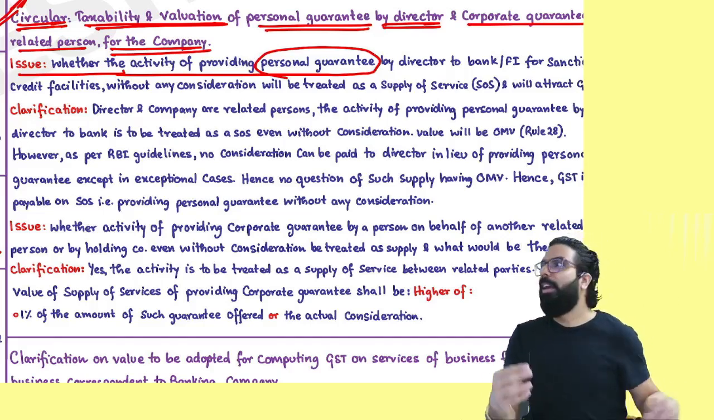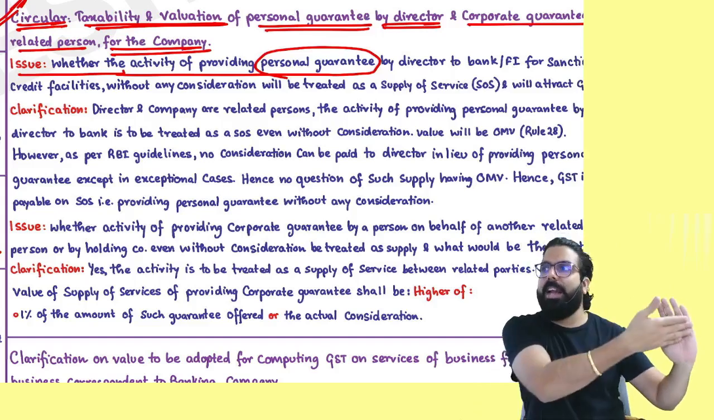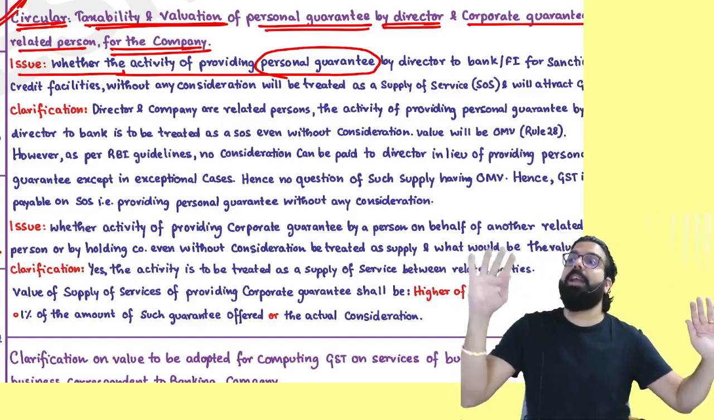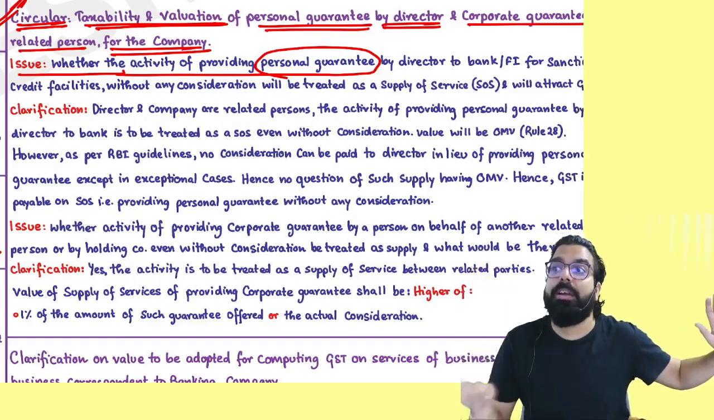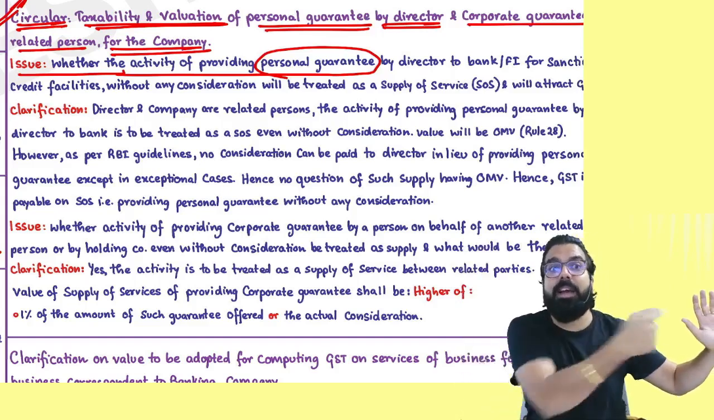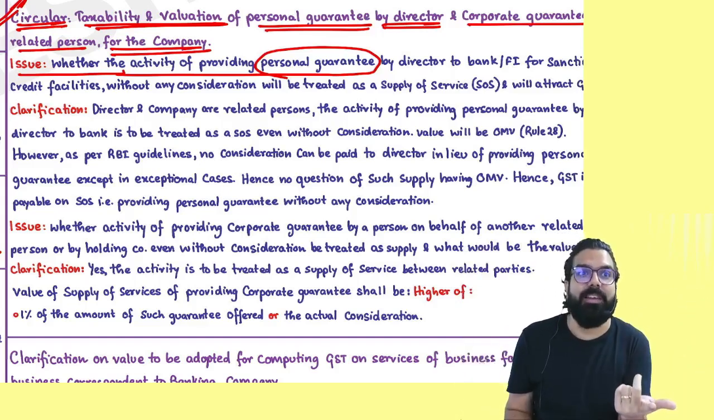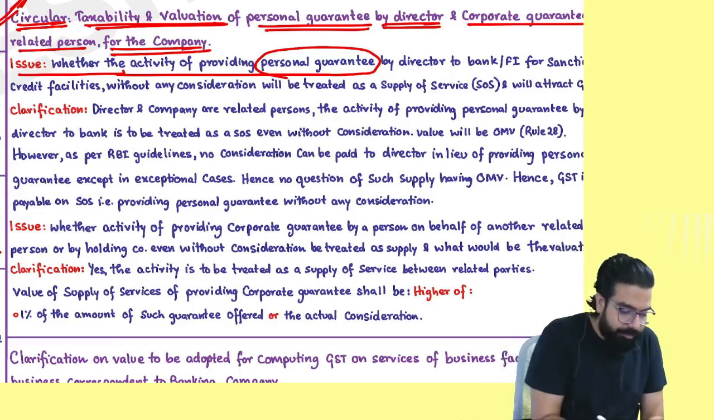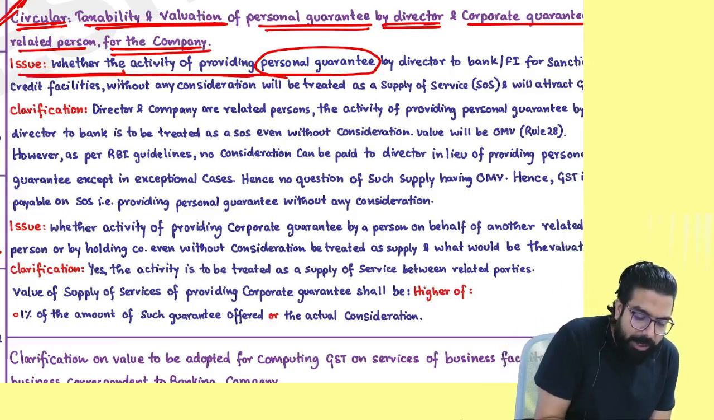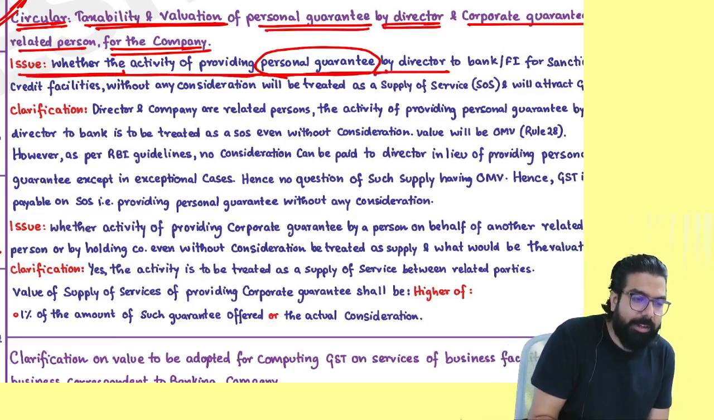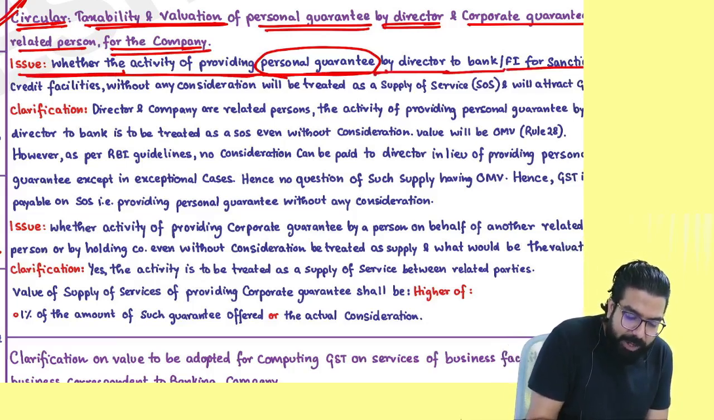Now, supposing I am a director. I had given the guarantee for the company. Now I am no more a director. And I am charging 1 lakh rupees. Then what is my value of supply? 1 lakh.